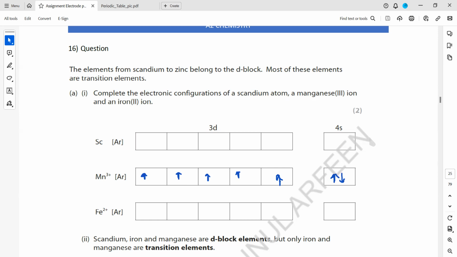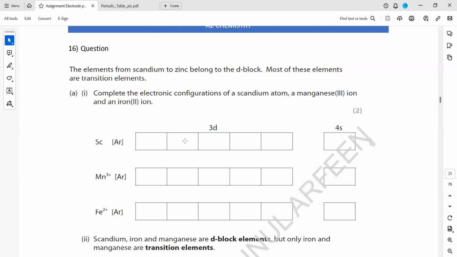Now we have to make it for the ion. So what we'll do is remove electrons. When we start removing, we remove the electron from the last shell first, which is the 4s. So the 4s electrons will be removed. Now this is the configuration for the manganese ion. So for a transition metal, always write it first for the atom and then remove the electrons from the last shell to make the ion.